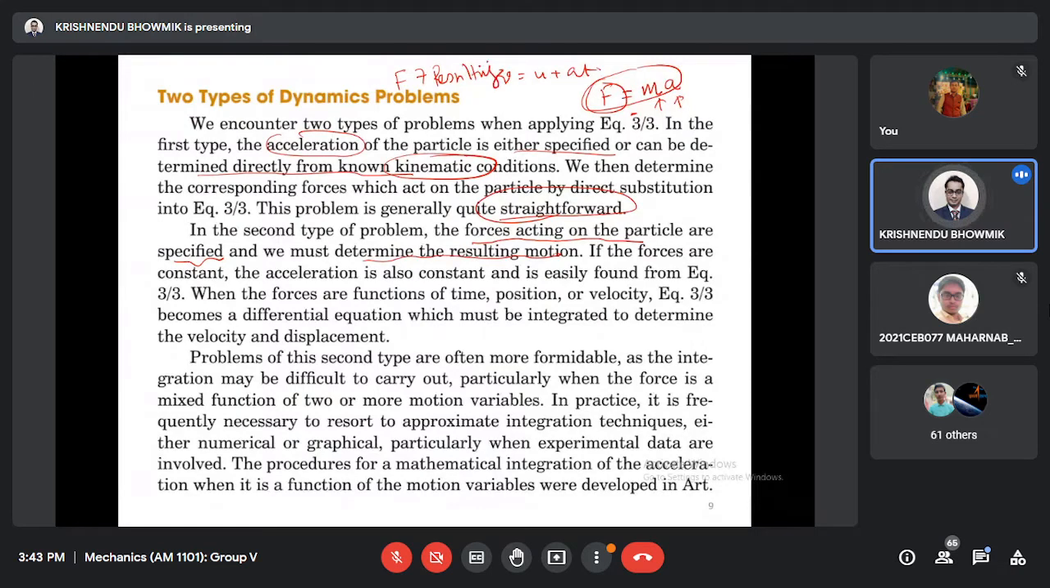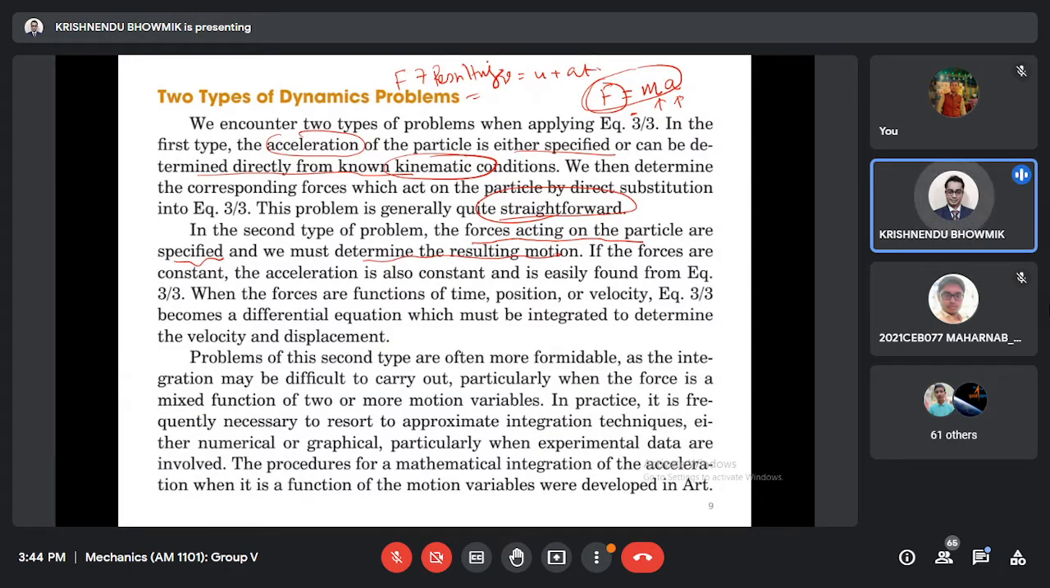If this resulting force is zero, then acceleration is zero. So either the particle will be at rest or it will move with constant velocity in a straight line. When there is some unbalanced force F present, then there will be some acceleration. Now, when force is given in this type of problem, we can calculate the resulting motions.